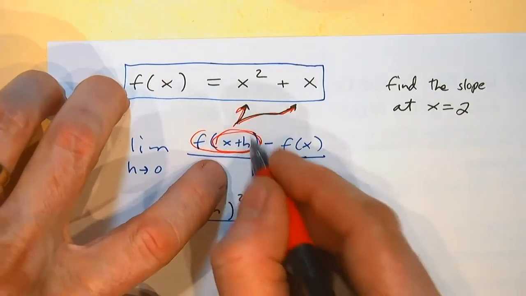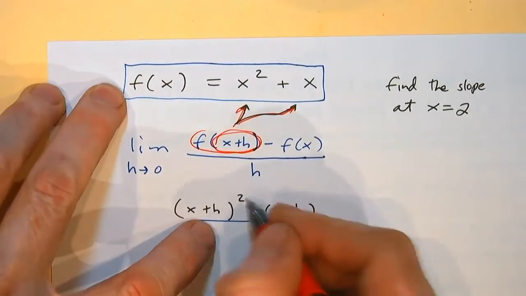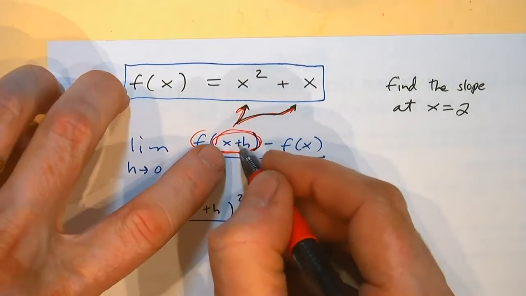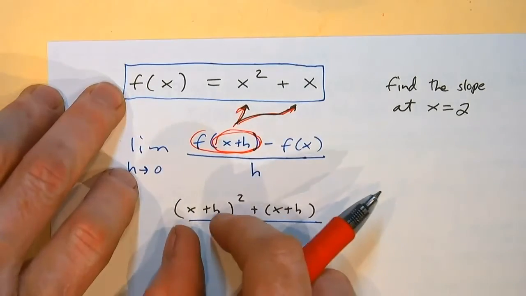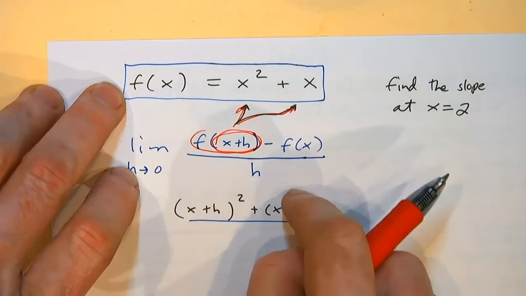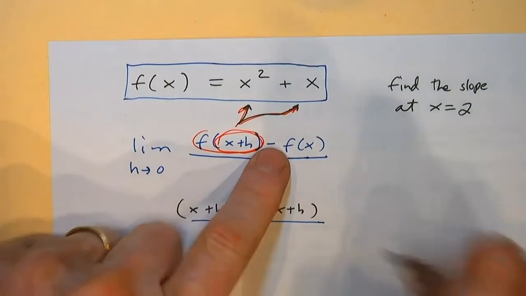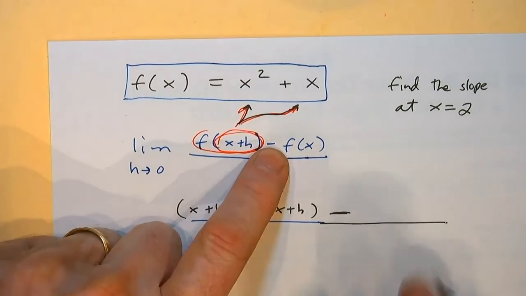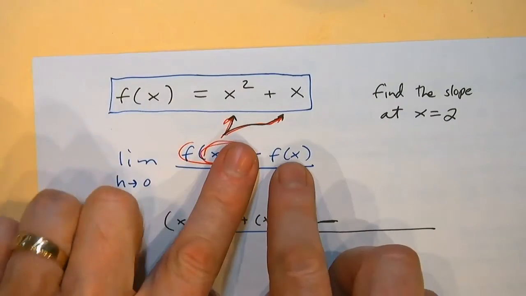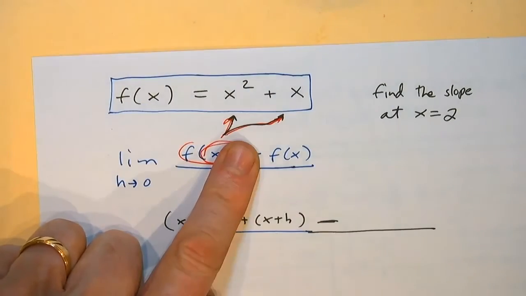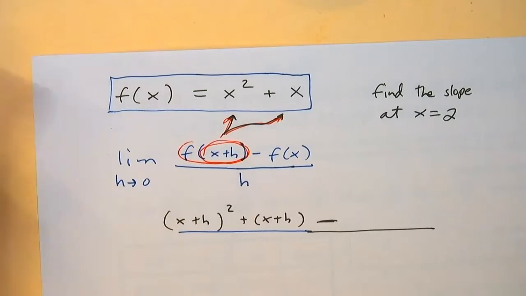If this was a 5, you just go 5 squared plus 5. But it's not a 5, it's an x plus h. So I put an x plus h and square it, plus an x plus h. Now it says to minus f of x. And what is f of x? This is f of x. You just copy it again. But remember, you're subtracting this whole thing.